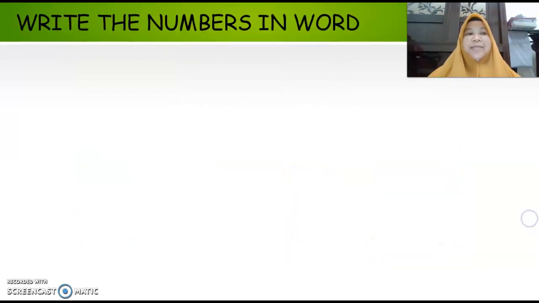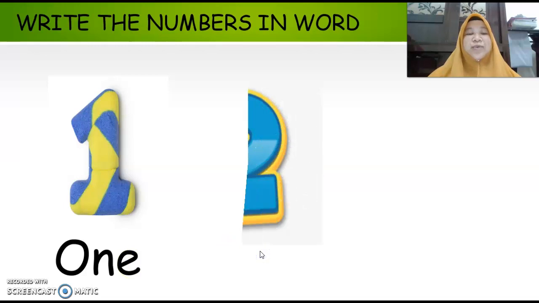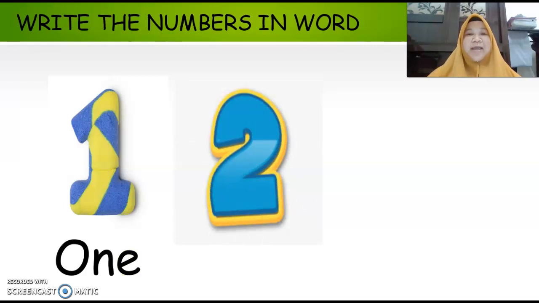Next, how to write the numbers in word. Okay, we start with number 1. Spell number 1 in word as O-N-E. 1. This one is number? Yes, very good, class. Number 2.